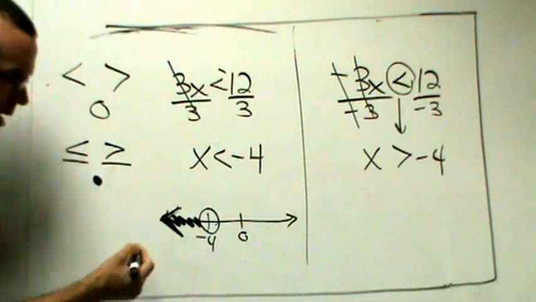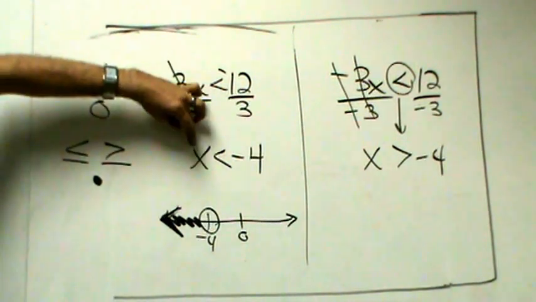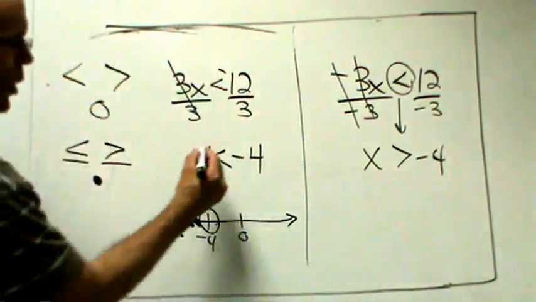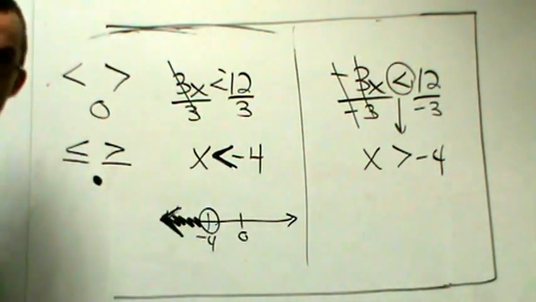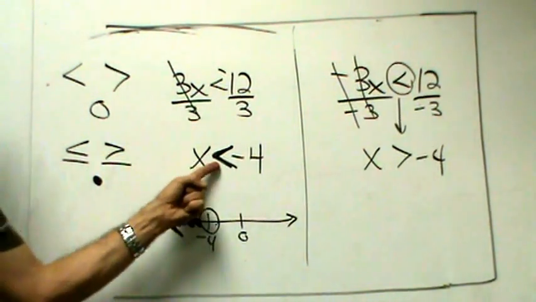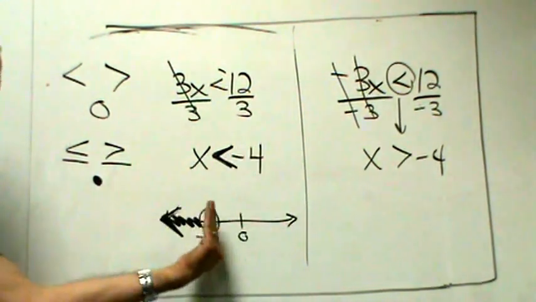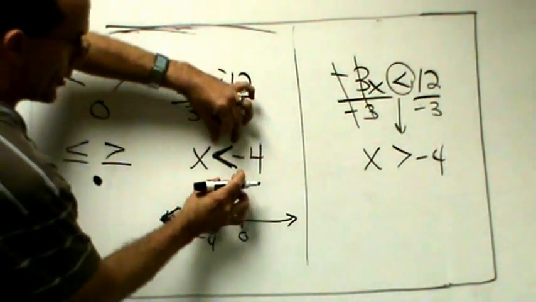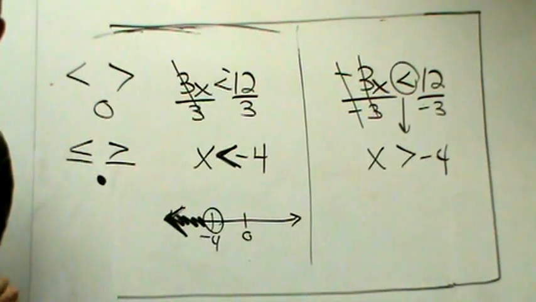The little trick there is if you have the x on the left side, the inequality arrow will point the direction that you shade. Inequality points to the left, x is less, less is left, you shade all the numbers to the left. Because those are all of the numbers that are less than -4. Hope that helps.